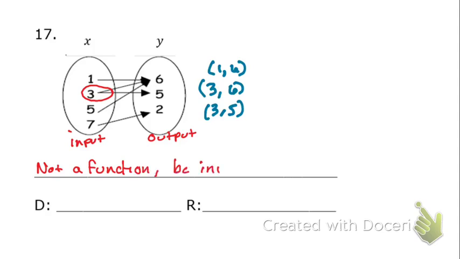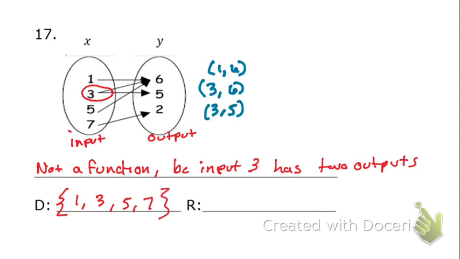because input 3 has 2 outputs. You can only have 1. Alright, our domain for this situation is just straight from the input box. It's already in order for us, 1, 3, 5, 7. And then our range. Now for some reason it's not in order, so let's go ahead and put that in order. 2, 5, and 6. Okay, so again, your X is your domain and Y is your range.